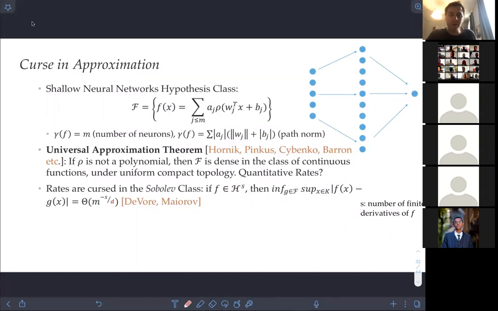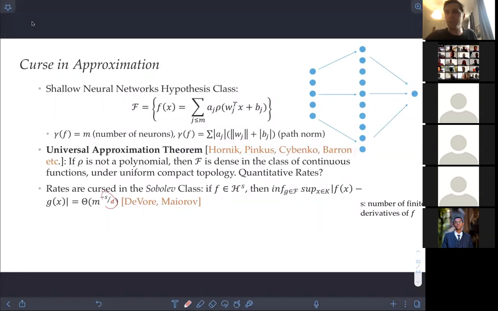So what we know is that if I try to approximate a function in a Sobolev space with a shallow neural network, indeed, this error is gonna go to zero when n goes to infinity, but it's gonna go to zero extremely slowly. Right? It's gonna go to zero at the rate that is n to the minus s over d. So unless s is of the order of d, this is gonna be very, very slow convergence, right? In other words, I will need an exponential number of neurons to approximate this function at prescribed precision.